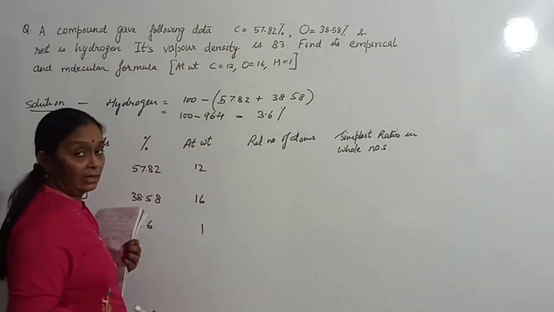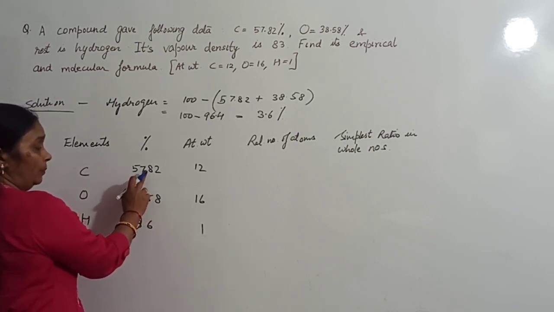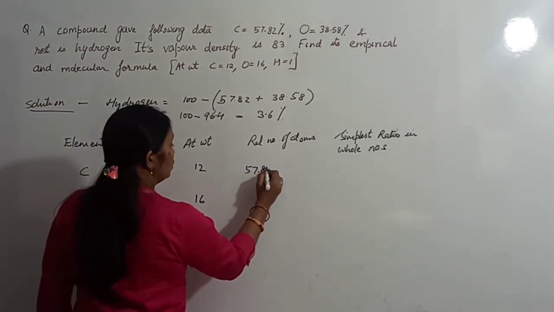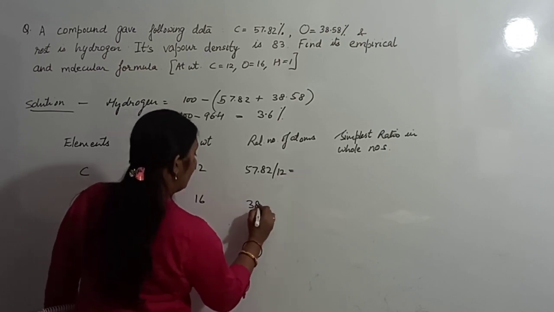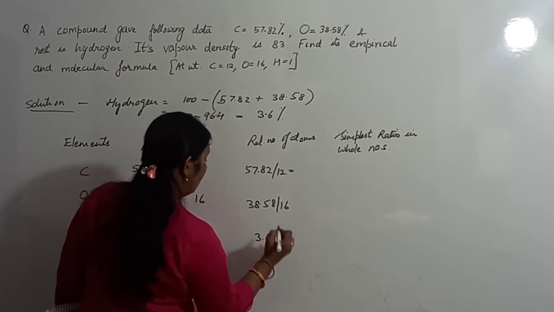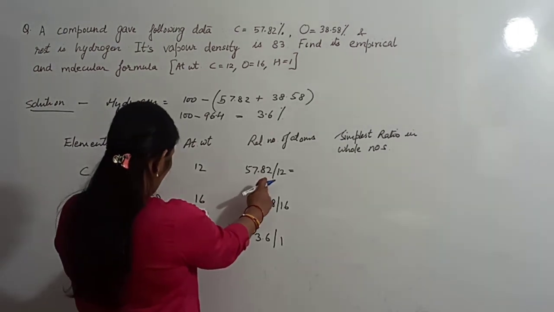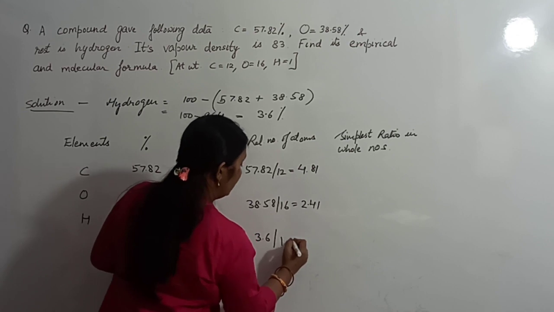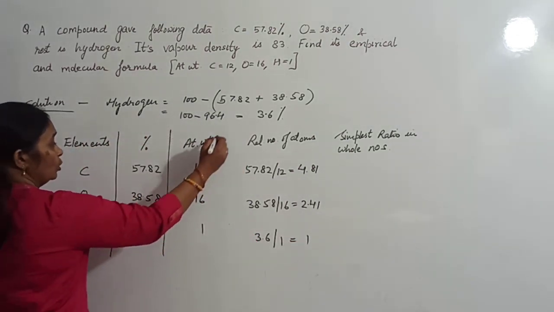Now relative number of atoms, how do you find? By dividing this percentage by weight with atomic weight. So it will be 57.82 divided by 12, 38.58 divided by 16 and 3.6 divided by 1. After calculating, you will find this value is coming 4.81, this is coming 2.41 and this is coming 3.6. So these are the things which you have calculated earlier also.